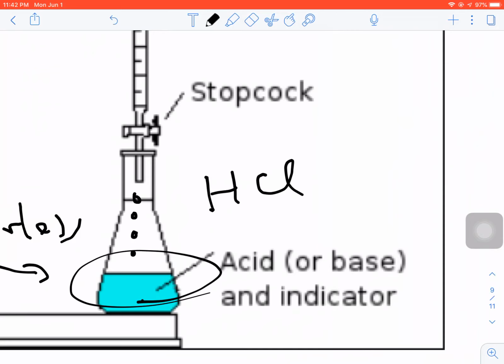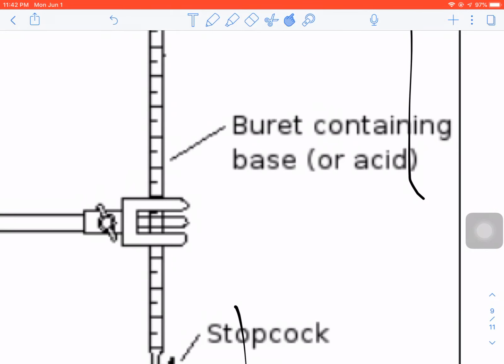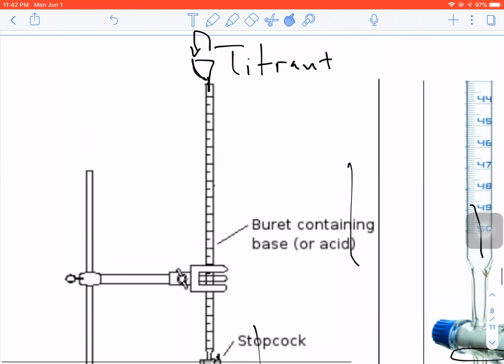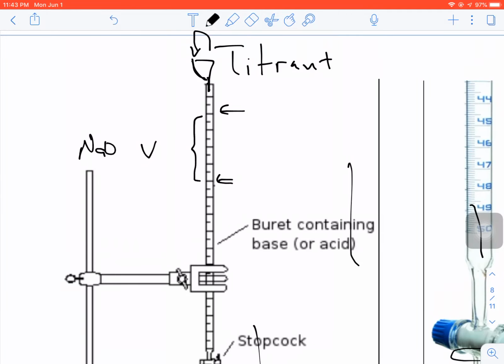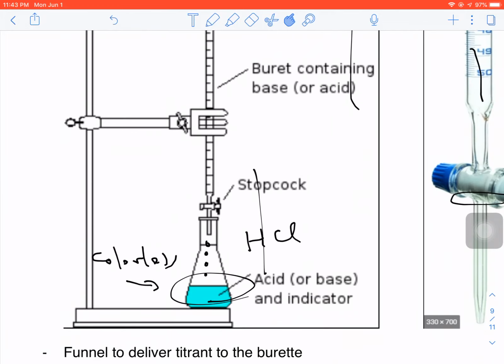If the color changes, then I'm going to go back and read from the burette how much volume I started with. I don't always start at the top. And what volume was I at when the color changed? The difference between these two volumes is the volume of titrant, in this case the sodium hydroxide volume. So that's the whole goal here: to add my titrant to my analyte until I get that color change.